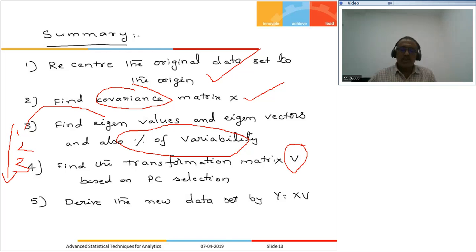So once we have V, then we will find the new data set with the help of Y equal to XV. Once we have this, we have the transformed data set, that is the new data set. Then we go ahead further with building a model, visualizing it, then go for various kinds of model building processes. Right? So that is the summary of the complete PCA.